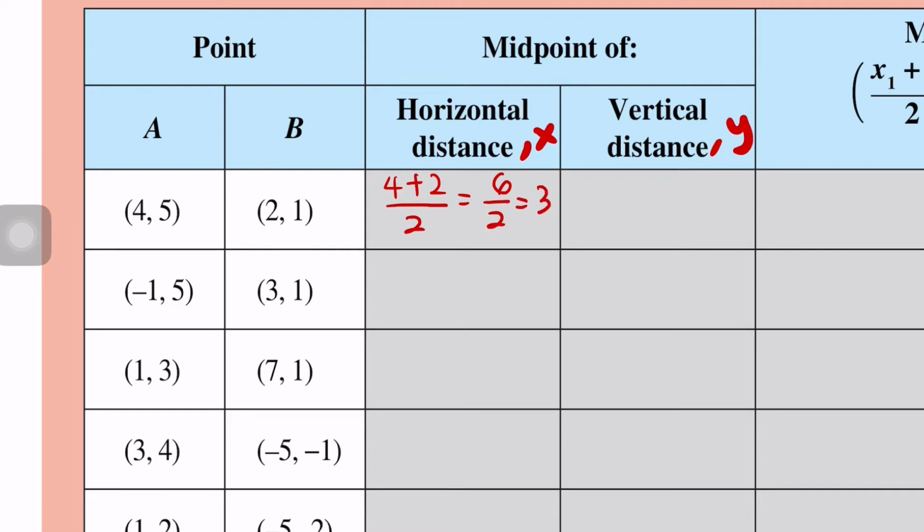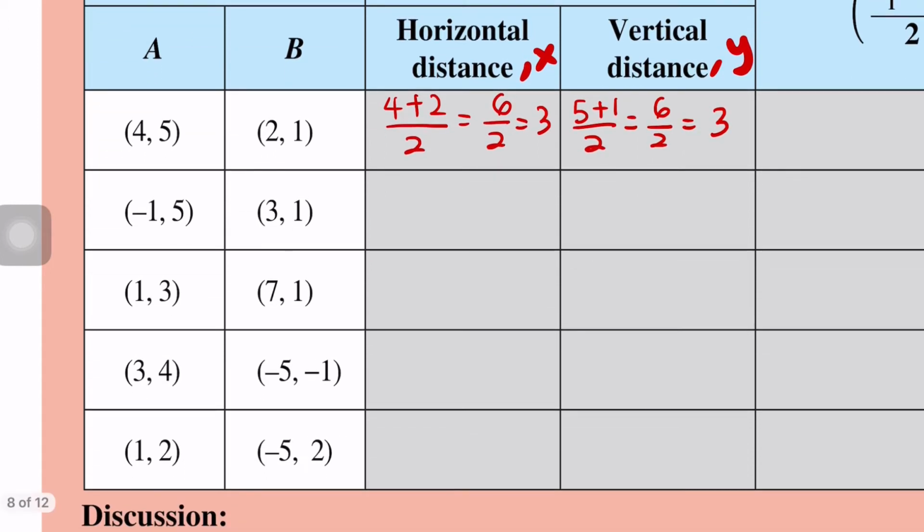Okay, so vertical distance, you take y. So 5 plus 1 divided by 2. So 5 plus 1 is 6 divided by 2 is 3. Okay, and then we try the second one. So I have negative 1 plus 3 divided by 2. So this is actually 2 over 2 equals to 1. And then 5 plus 1 divided by 2, the same as above, is 3.